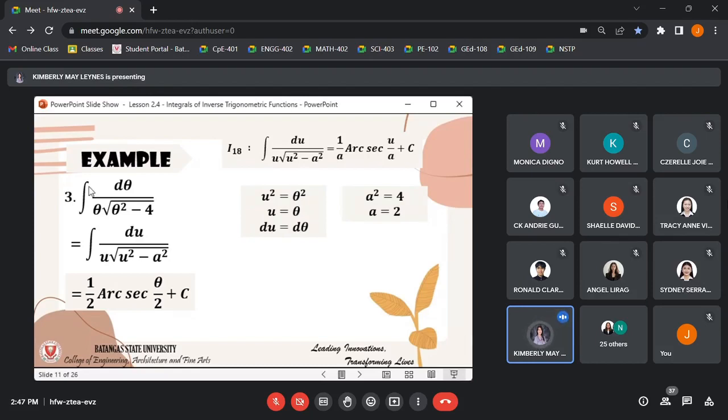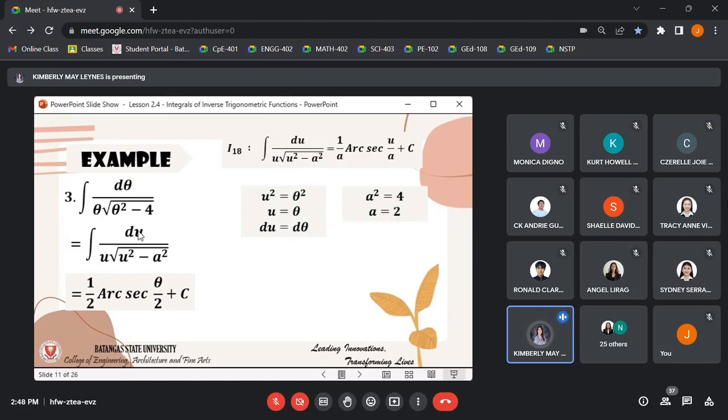We have here the integral ng d theta over theta times the square root of theta squared minus 4. Kinuha natin yung value ng u squared which is theta squared. In-square root yung both sides, naging u is equal to theta. Kinuha yung derivative ng both sides, du is equal to d theta. And from here, sa given integrand, kinuha din natin si a squared. A squared is equal to 4. Kinuha ang square root ng both sides. A is equal to 2.